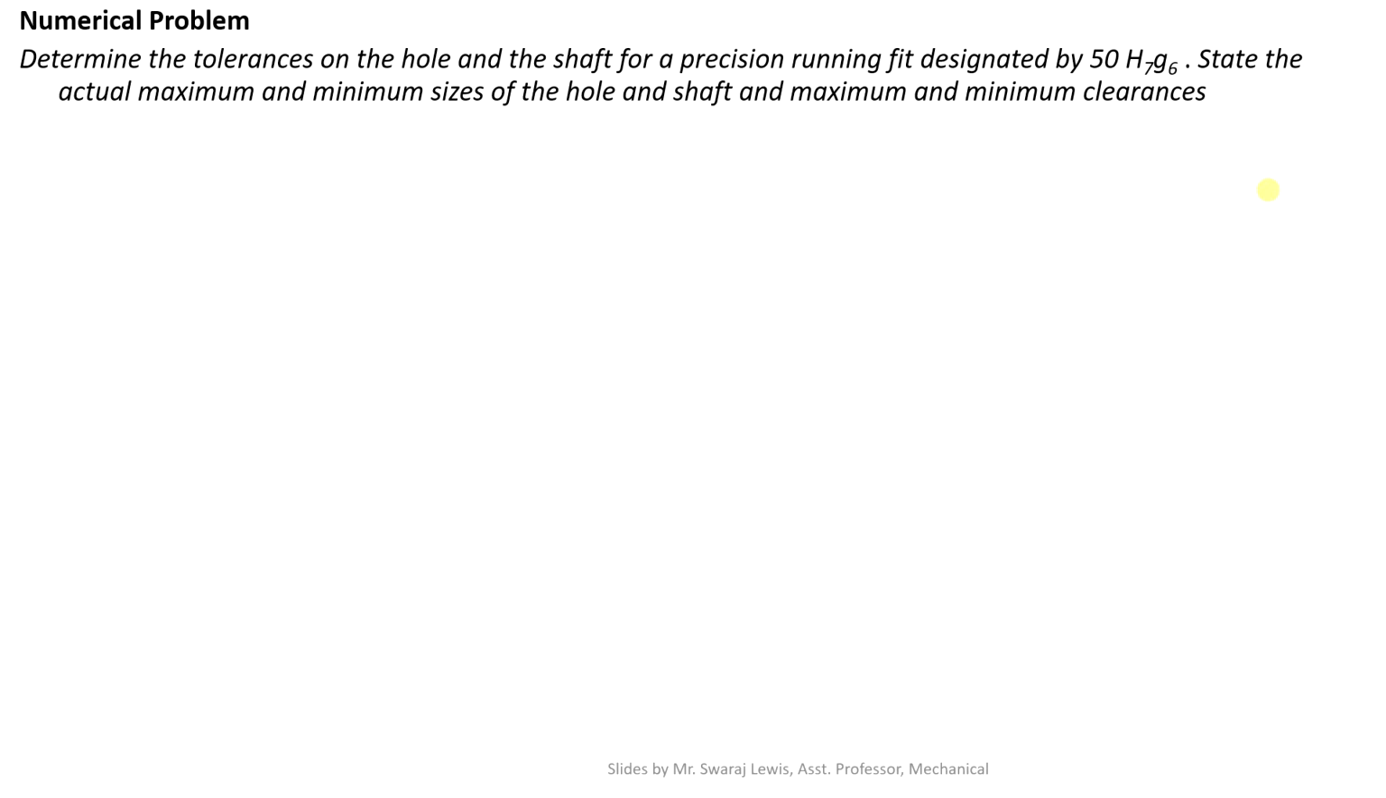So this is a problem for designing the hole and shaft pair, and they have given 50H7G6. That means you are going to design a pair of hole and shaft of having dimension 50 and tolerance H7 and G6. Let us look into the procedure of how we are going to solve the problem.